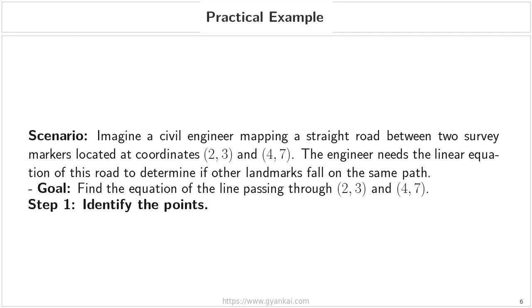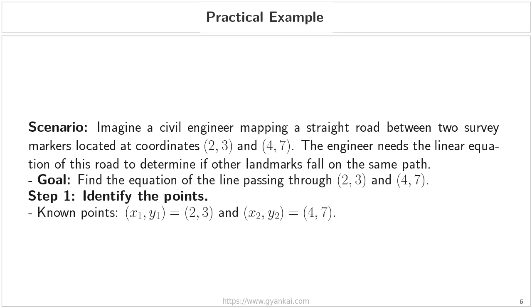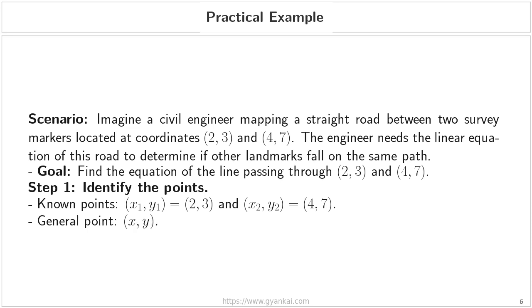In step 1, we need to identify our points. We will take our two known points, where x sub 1, y sub 1 equals (2, 3), and x sub 2, y sub 2 equals (4, 7). Finally, we introduce our general point, which is (x, y), representing any arbitrary point along this road. We will use these values in the determinant setup in the next slide.